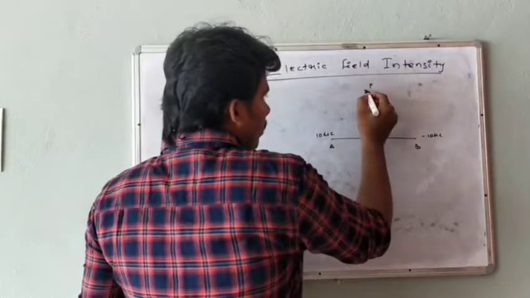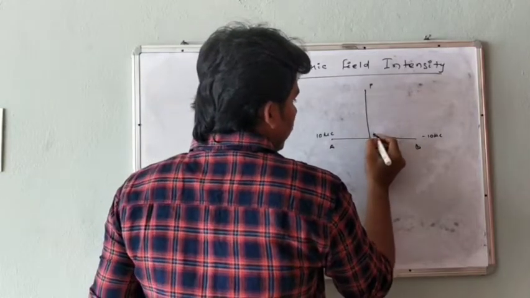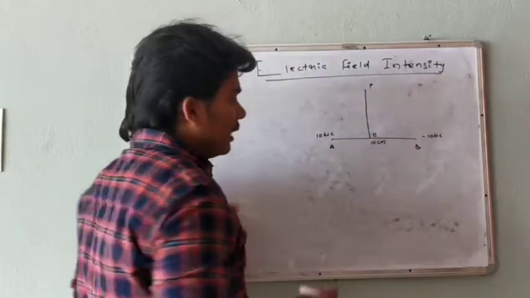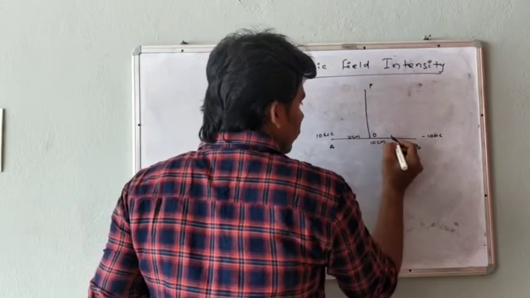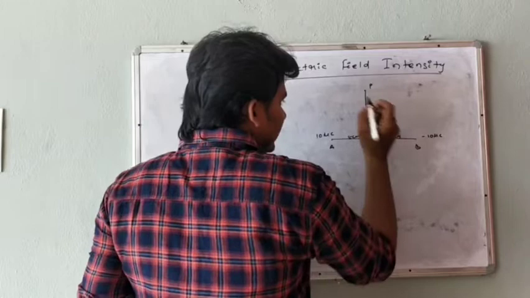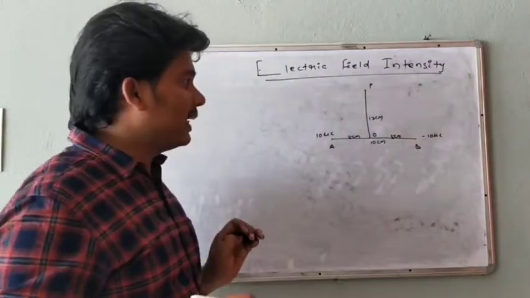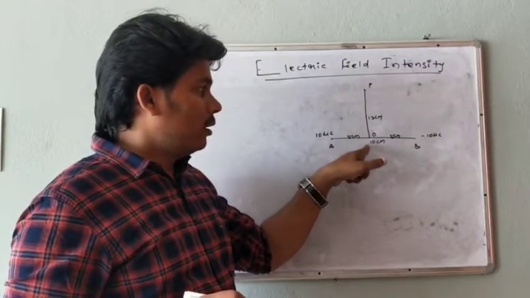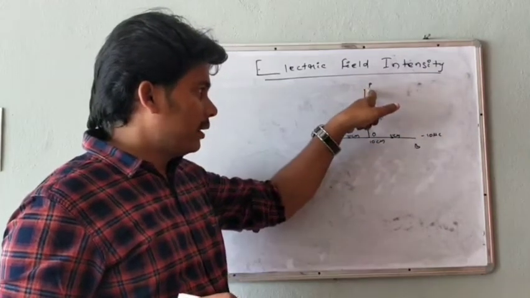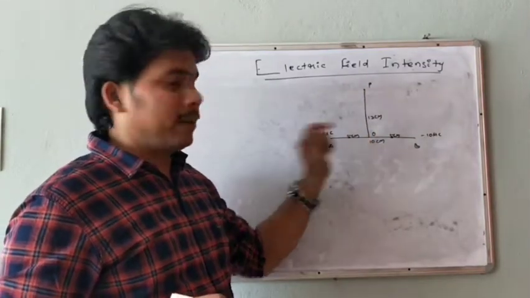Let's draw. This is the perpendicular bisector of AB. Let's think this is the point O. This will bisect AB, meaning this will be 5 centimeter and this will be 5 centimeter, and P is at a distance of 12 centimeter. Now we have to find the electric field intensity at point P, which is separated by a distance of 12 centimeter from the middle of AB.